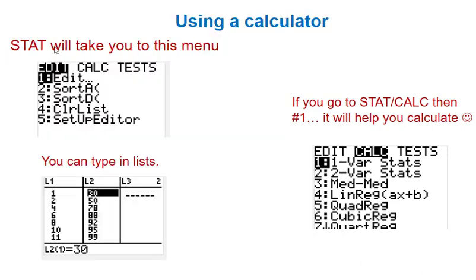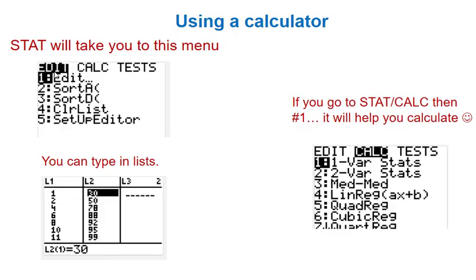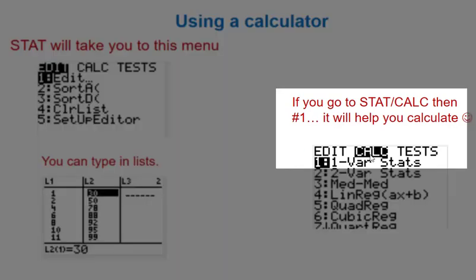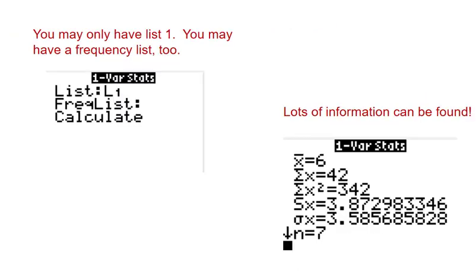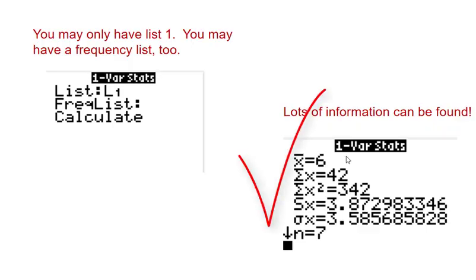So if I hit the stat button and I'm on the top line, you will see edit. And this is where I can type in list and tell my calculator what information I have. If I hit the stat button and then scroll over to calc, as in calculate, it's going to help me do all of that work. Now, I may only have list 1, but I also may have a frequency list, which is what we will be talking about. And I'm going to be able to find lots of information on my calculator.